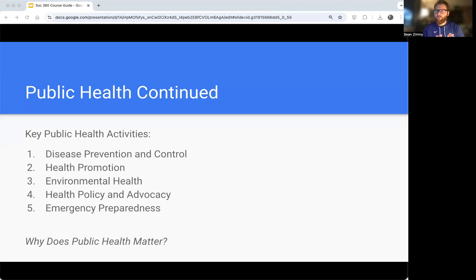Number two, health promotion. This is where, through public health, we're educating people on healthy lifestyles. Think of nutrition, physical activity, things like that. And also implementing anti-smoking or mental health awareness campaigns. That's all here. We're promoting better health.